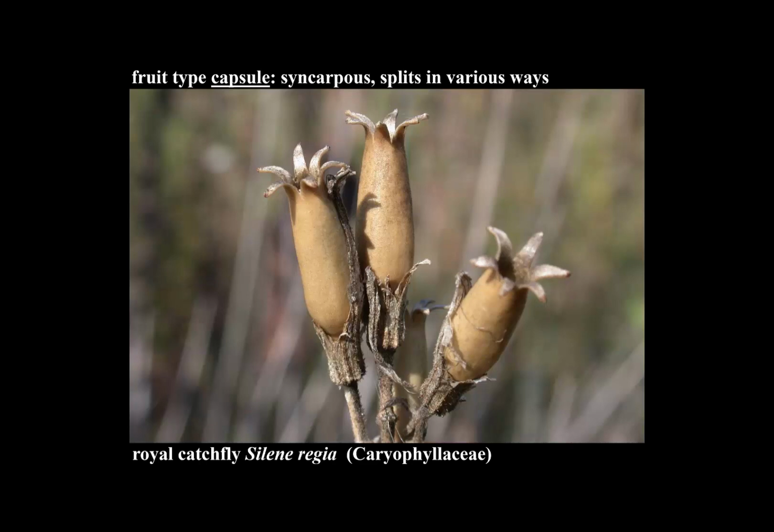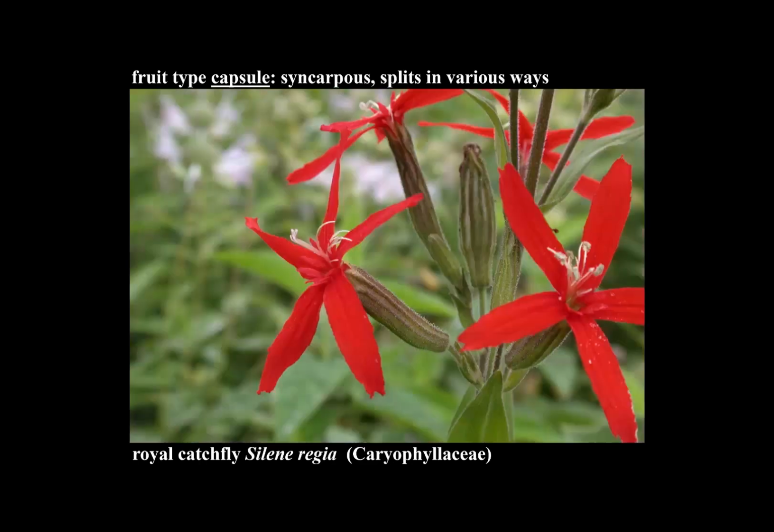This is a picture of the capsules of a kind of pink called royal catchfly. It's related to carnations. And here is royal catchfly. And in that picture, the grooved green thing below the petals, that's not the ovary, that's the calyx. The sepals are fused together. But inside, if you would just tear that apart, which wouldn't be too hard to do, you'd see a nice tubular ovary.